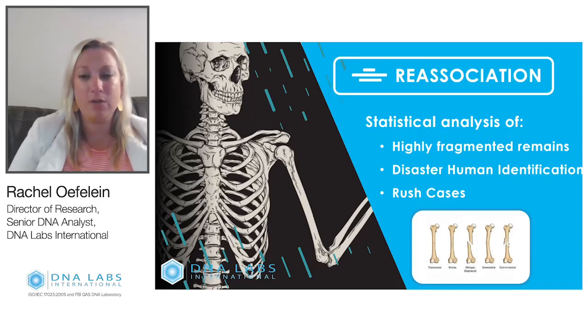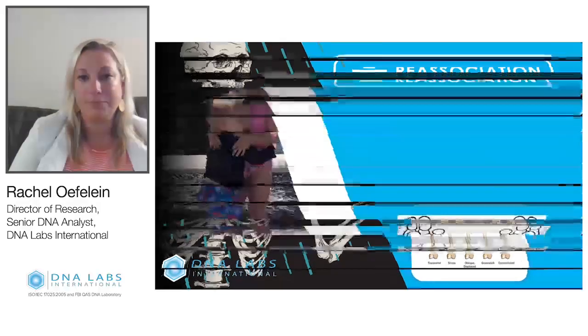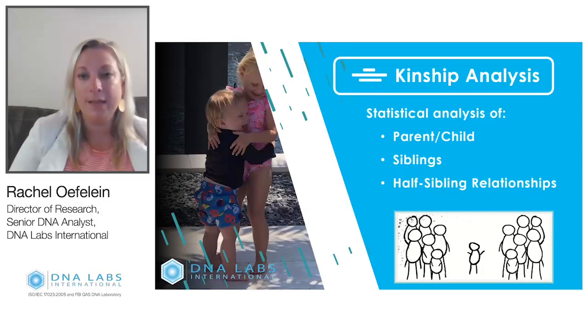So we still have buccal swabs processed in our traditional methods in our laboratory. But if you have an individual in a case where they need very quick results, this is a great option where you can get your full DNA profile in 90 minutes. So what do we do then if it's disaster human identification? We will do parent-child, siblings, half-sibling relationships so that we can compare to that unknown profile and identify through kinship.